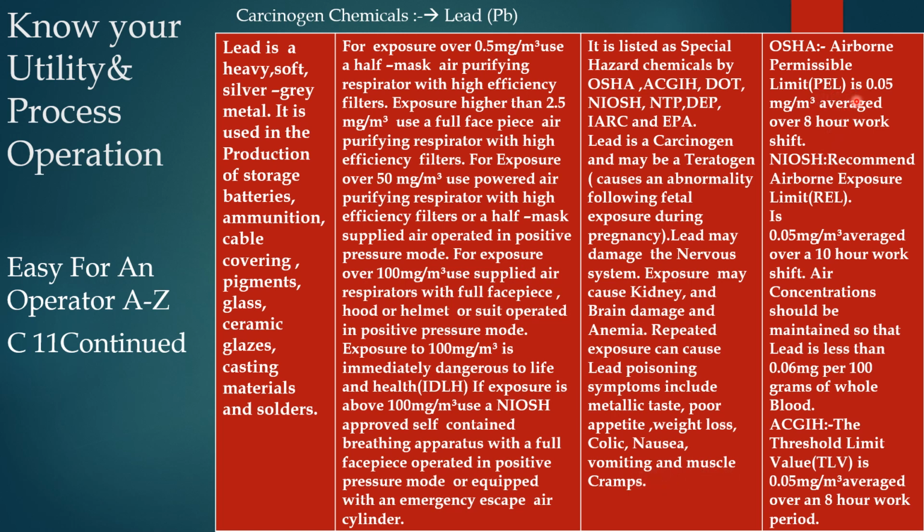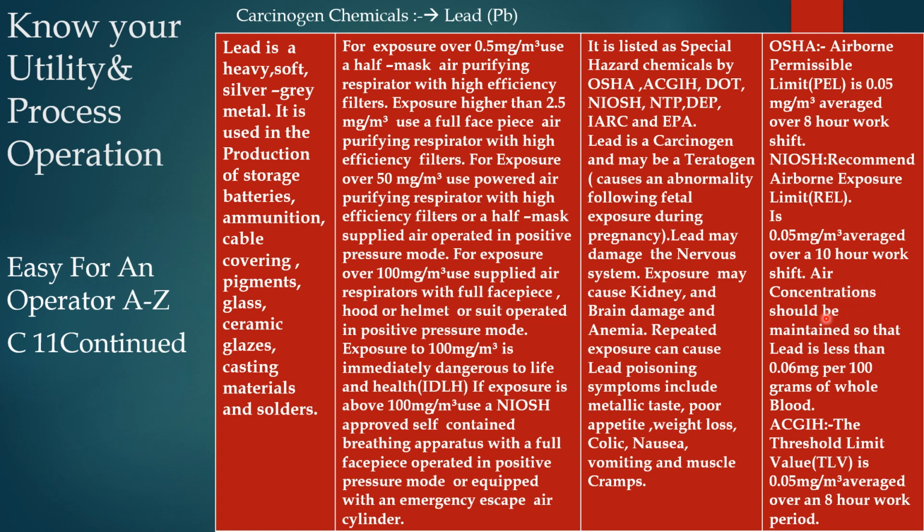Now we can see the limitations of lead. As per OSHA, the airborne permissible limit, PEL, is 0.05 mg per meter cube, averaged over an 8-hour work shift. As per NIOSH, the recommended airborne exposure limit, REL, is 0.05 mg per meter cube, averaged over a 10-hour work shift.